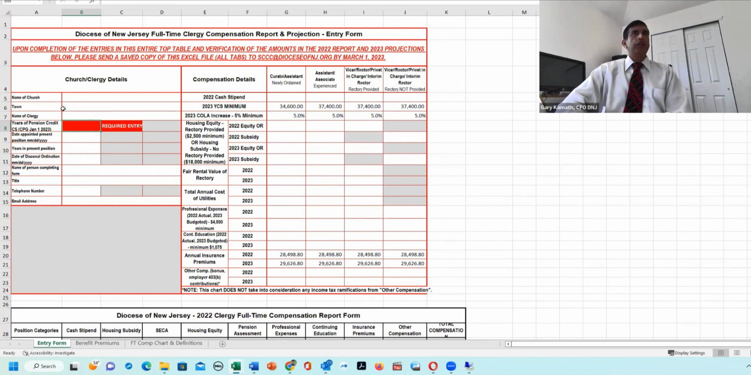So here, on this form, you'll see the section in red that needs to be completed. The name of the church, say Trinity Cathedral. Next is the town, say Trenton. Name of the clergy, years of pension credit. This is, like I said, from the CPG. They'll be receiving it now, and that's a required entry. And that actually has a lot of impact on the calculations.